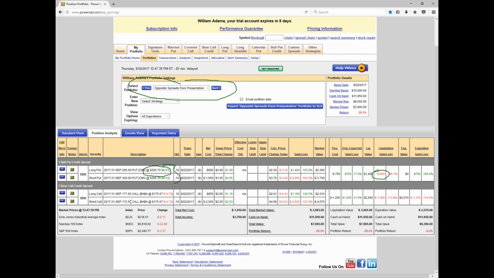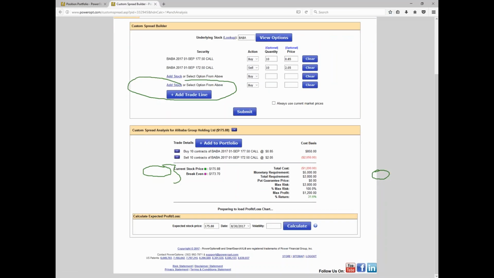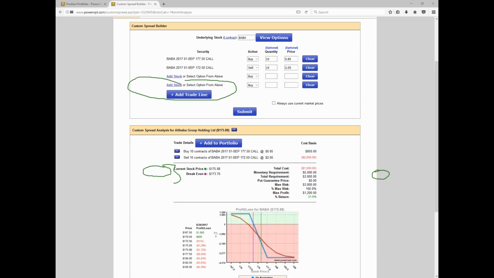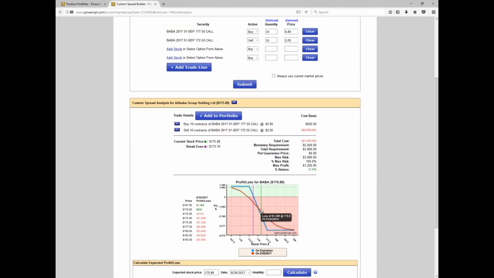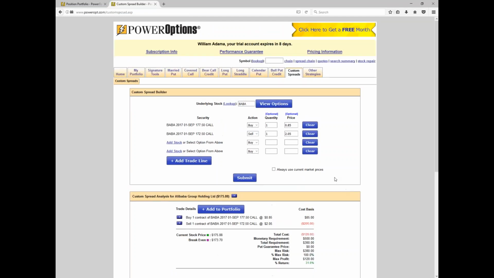What if instead on Tuesday I had entered a bear call credit spread on Alibaba where I sold the 172.50 strike for 2.05 and bought the 177.5 for 85 cents. Okay, here's my bear call credit spread. It's a high return. We would have taken in $1.20 on a 5-point spread. This is 10 contracts. I'm going to change it to 1 for our examples just so the numbers are easier to read.